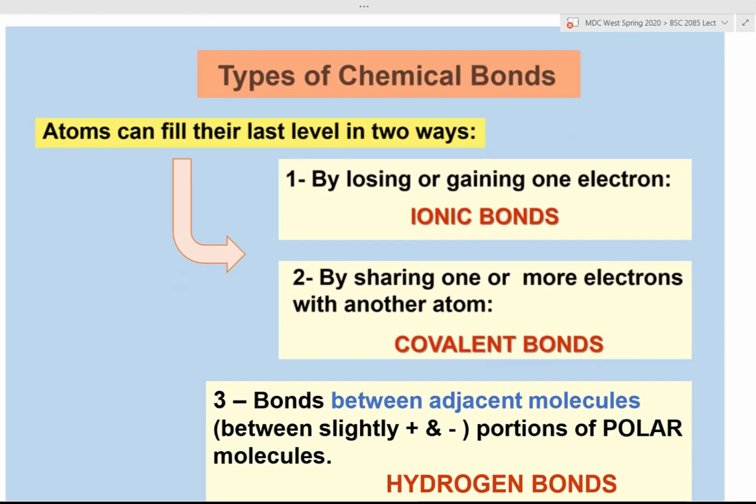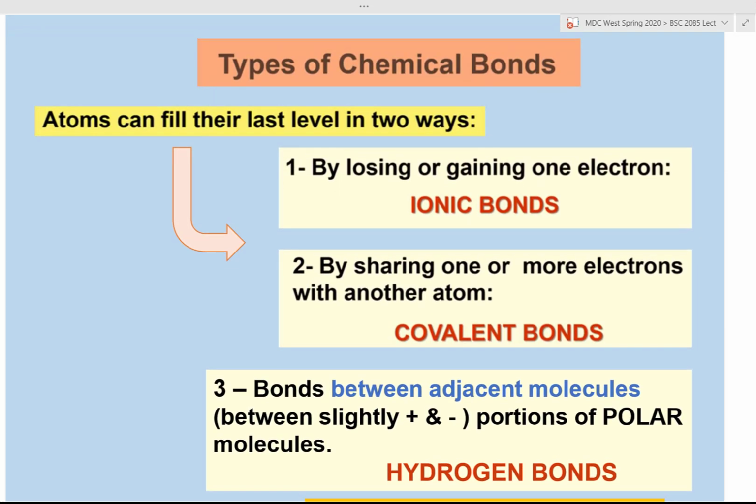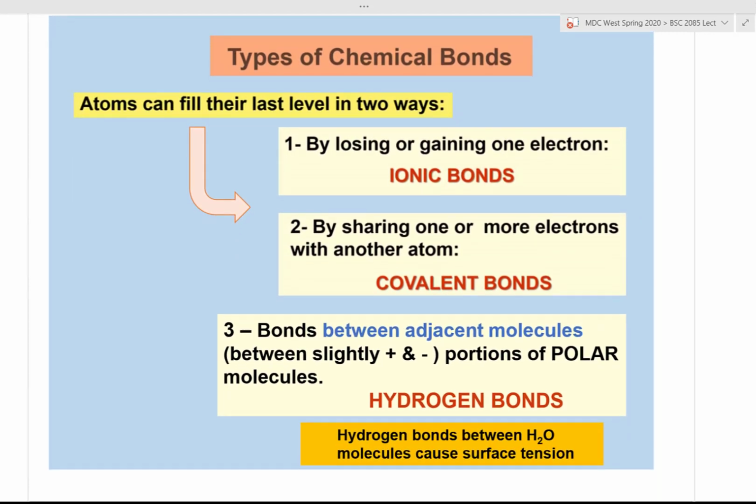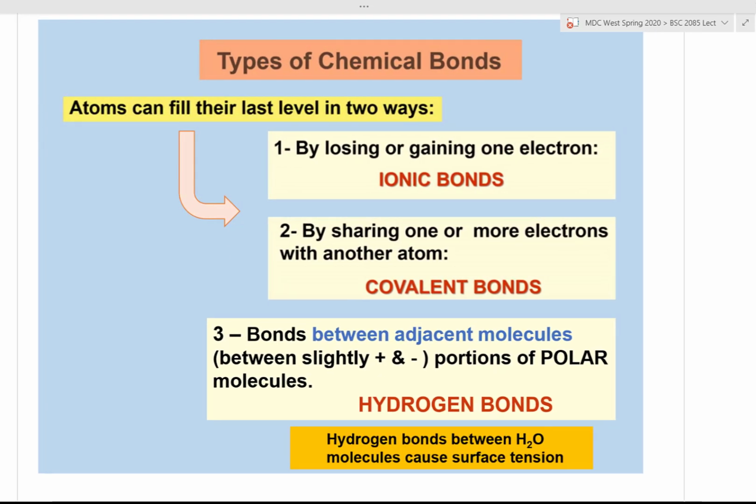So what are the different types of chemical bonds that we're going to encounter? So types of chemical bonds, we have ionic bonding and covalent bonding. Okay? In other words, what is happening in the ionic bonding or covalent bonding? The last level is filled. What last level? What are they talking about, the last level? Right? The highest energy, the outermost shell, right? And that depends on the atom.